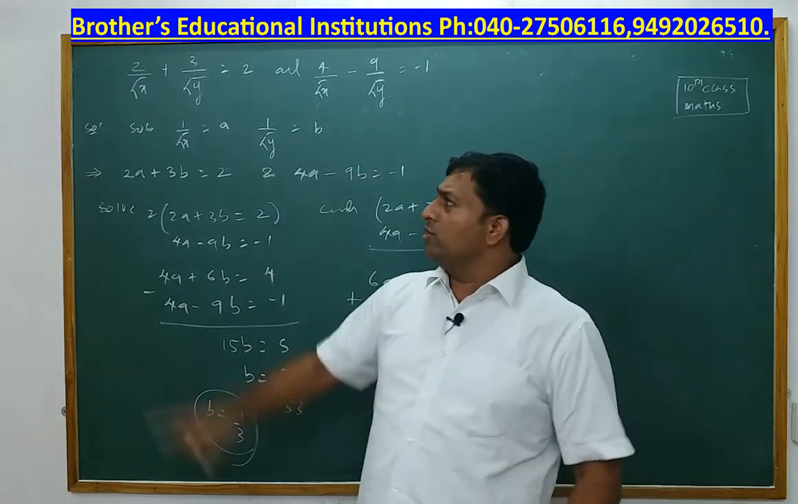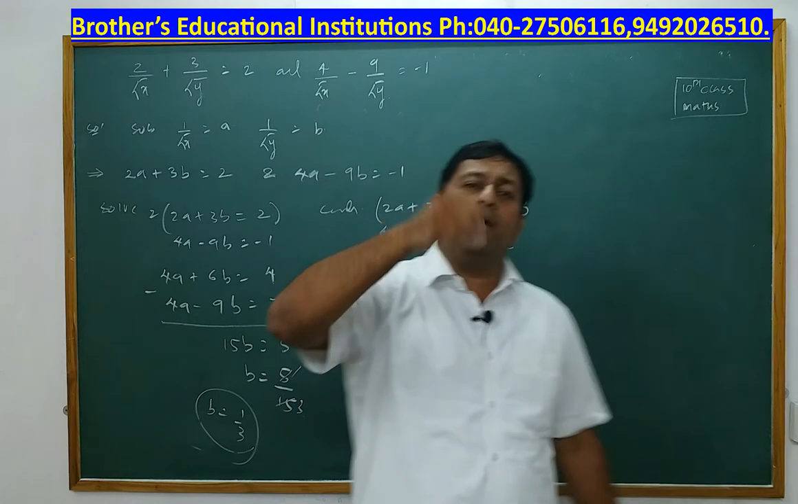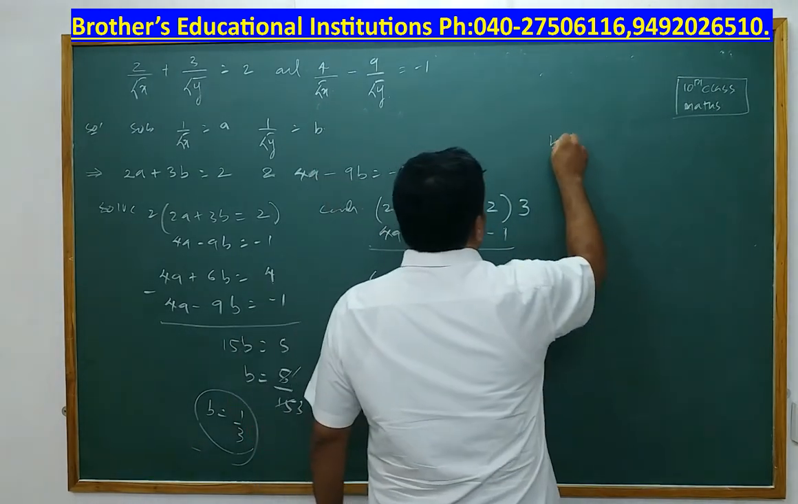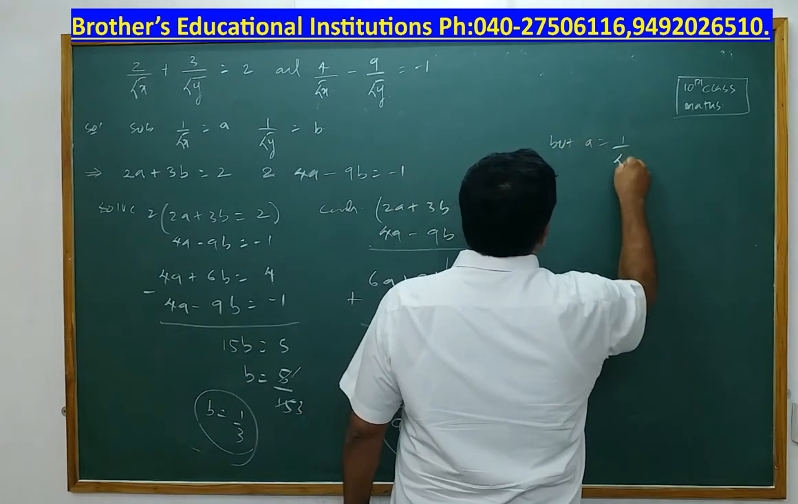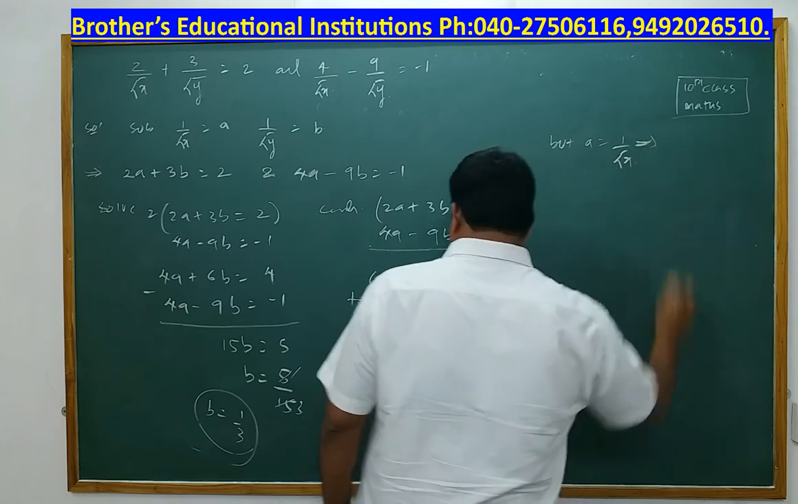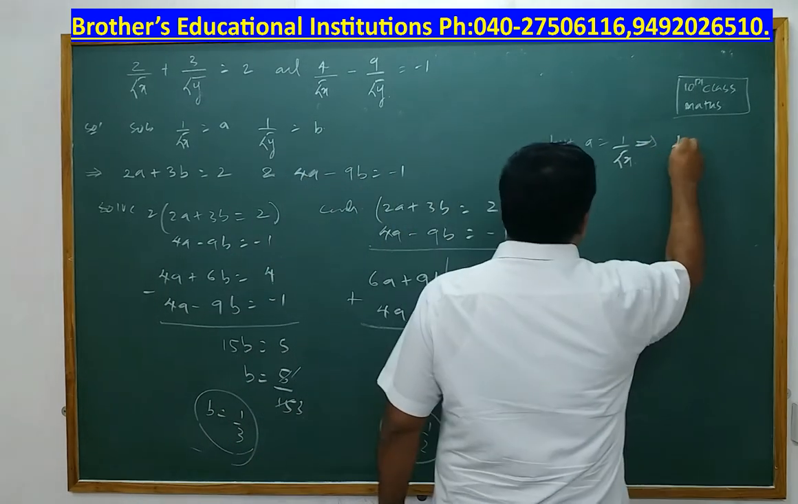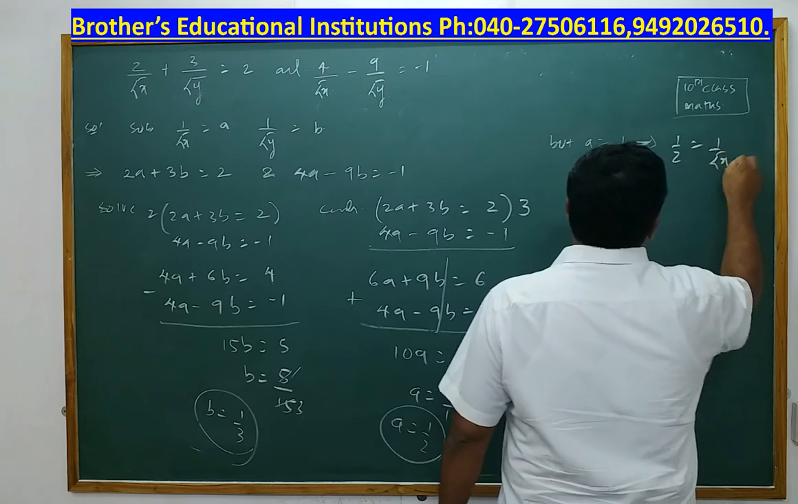No. The given equation is in terms of x and y. We have to get the value of x and y. So what do I do? What is a? A is equal to 1 by root x. What is the value of a you got? 1 by 2. 1 by 2 is equal to 1 by root x.